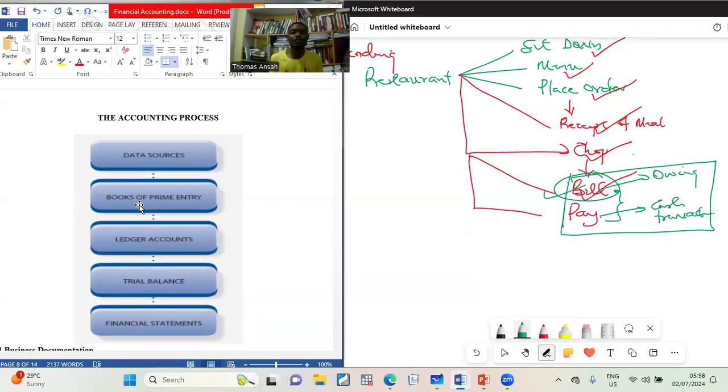Then when we finish the book of original entry or the prime entry, the next thing we are going to do is to translate those things in the book of prime entry into a ledger. All right, so we will learn the components of the ledger. We will learn what the ledger account is, some chart of ledger accounts. Then when we finish everything in the ledger account, we will start dealing with how we will prepare our trial balance. All right, so we will go into how to prepare a trial balance, and then we will use the trial balance to prepare a P&L and a balance sheet. So that is the process.